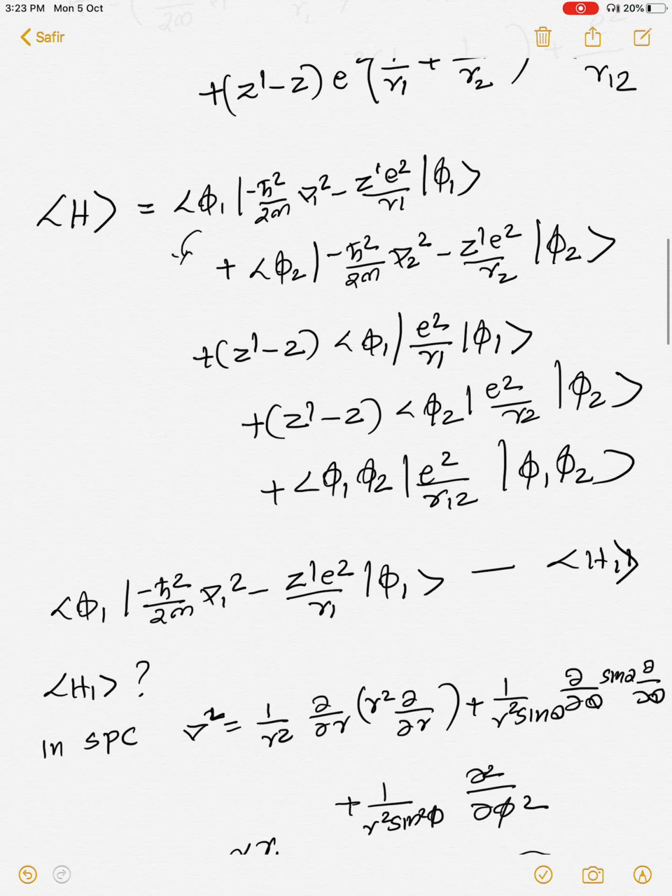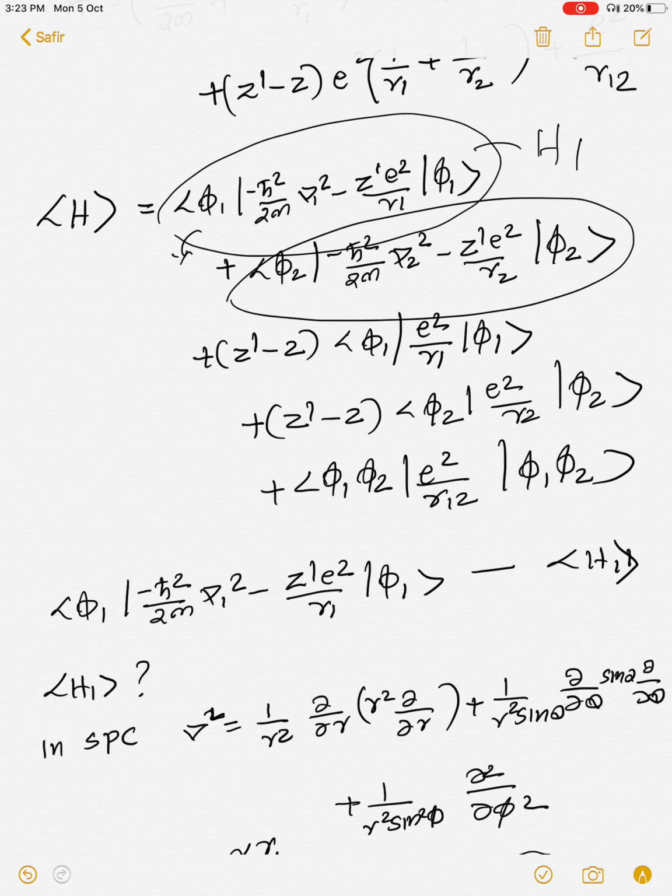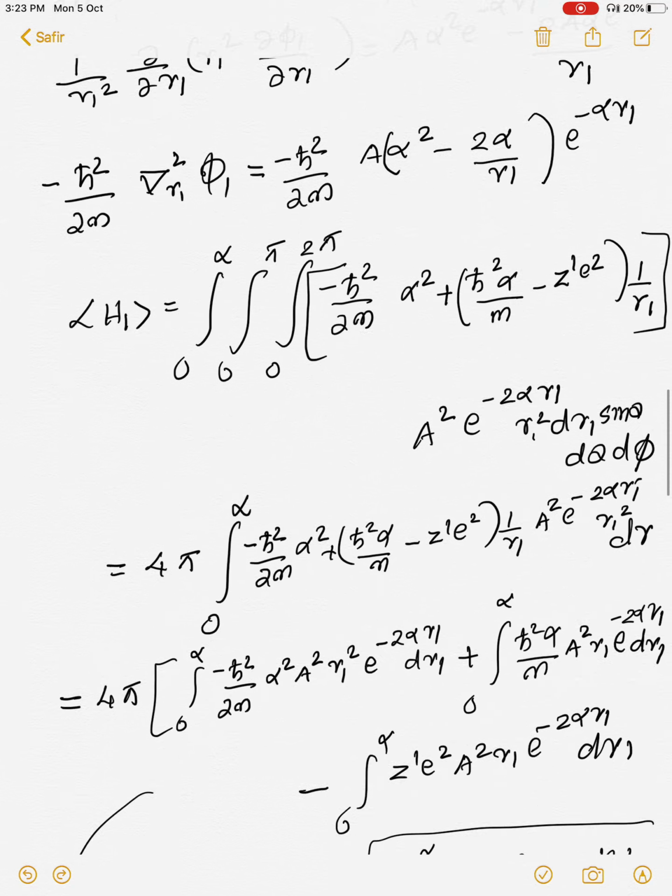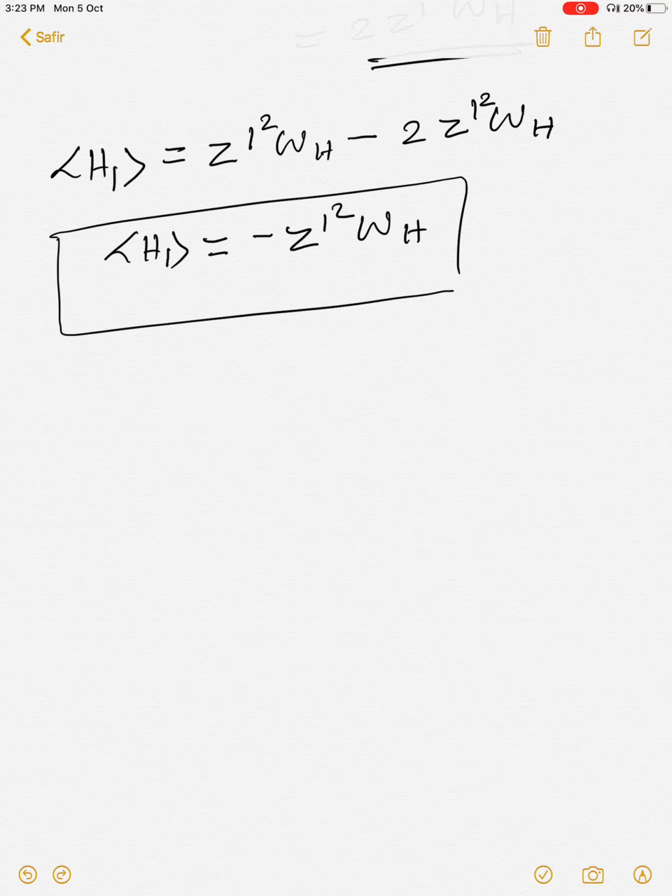Here we have 5 terms. One term here is h1, this is h2, this is h3, h4, h5. We need to find these 5 terms. Here we found h1 only. In a similar way we can do h2, h3 and h5. All are the same method of integration. No need to do that one. You can just state that because we have done this in detail. So this procedure can be employed to evaluate all the expectation values in H.